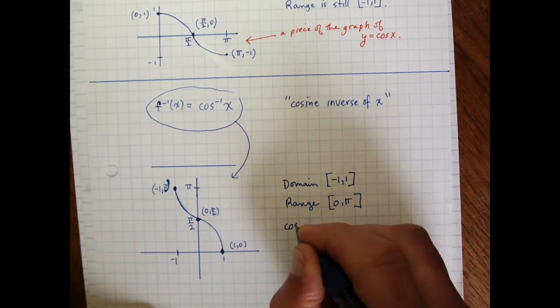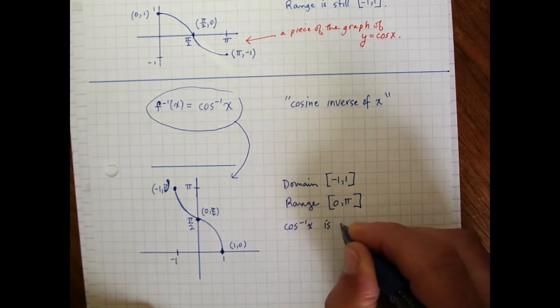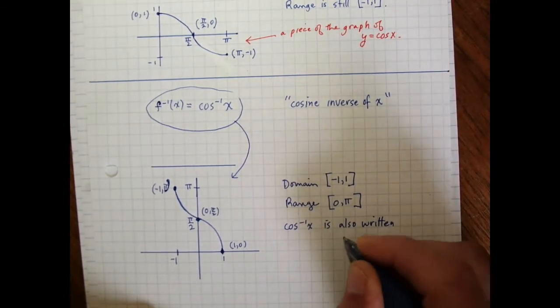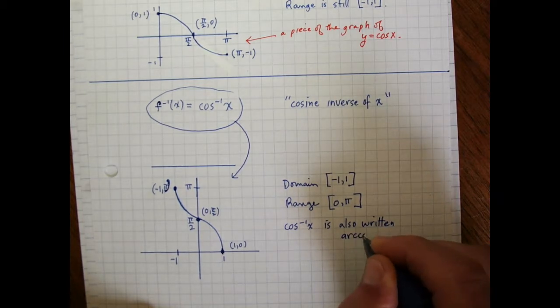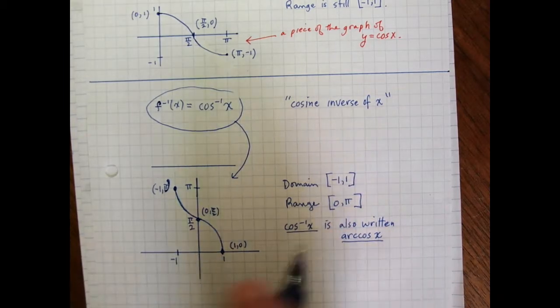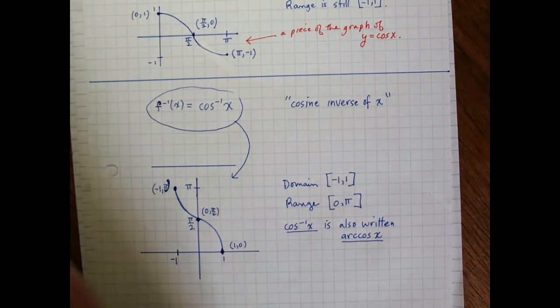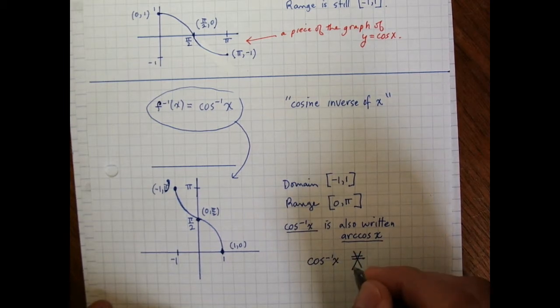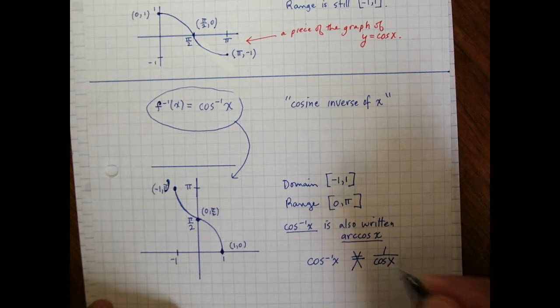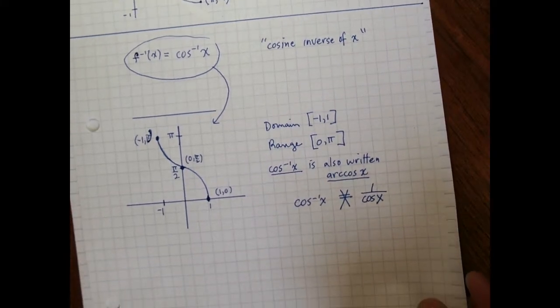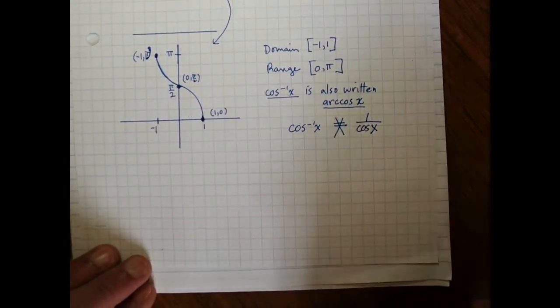And cosine inverse of x is also written as arccos x, arc cosine x. We won't use that notation, but you will see it in other textbooks, maybe in Desmos. And keep in mind, I'll write this down again too, cosine inverse of x does not mean 1 over cosine x. The inverse function is not the same thing as the reciprocal, or 1 over, and we've got to always keep that in mind.